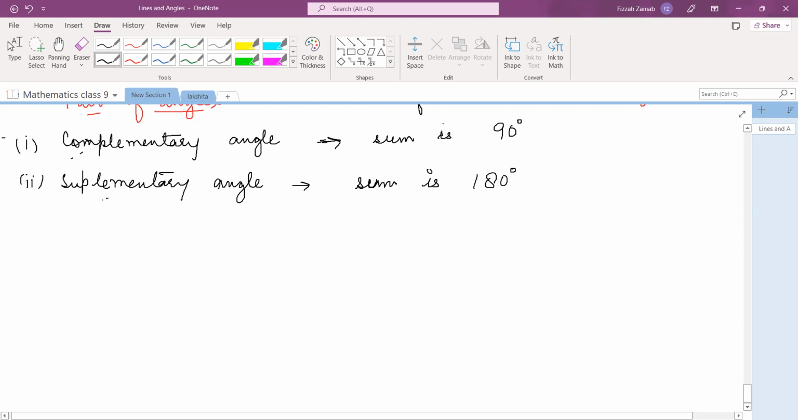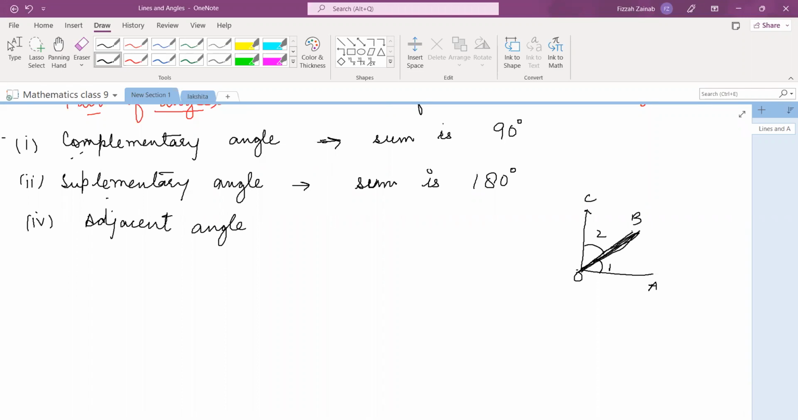Now, if I talk of pairs, we have adjacent angles. When do I say angles are adjacent? For example, I have this angle, let me call it OAB. Then I have another angle here, let's say C. You can see that this is one angle, this is another angle, 1 and 2. Now 1 and 2 have a common arm, OB. One arm is common. So basically they are immediately one after the other, one angle and then another angle. They are called adjacent angles. Understood?